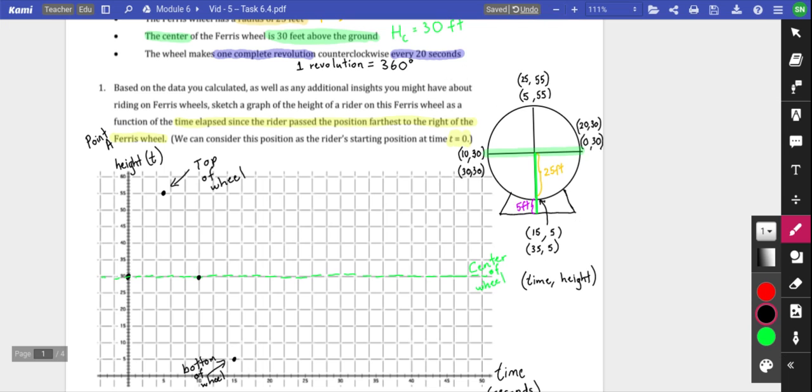The next one is 20, 30, 25, 55, 30, 30, 35, 5, and 40 brings us back to 30. So we connect the points.